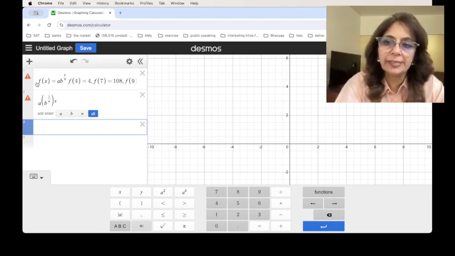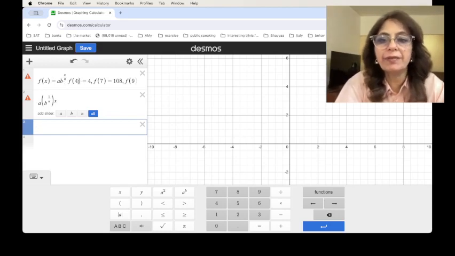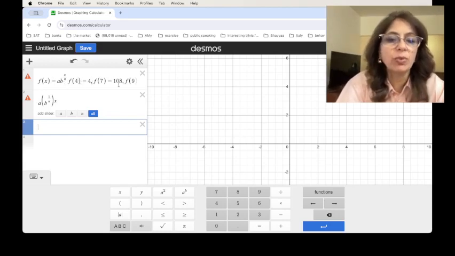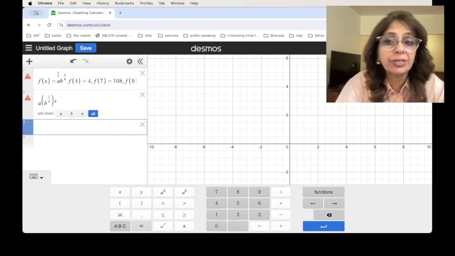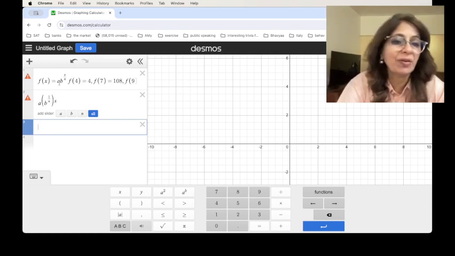Let's take a look at this expression. This is given. And we've got two pieces of information mentioning f(4) is equal to 4 and f(7) is equal to 108. Typically, with Desmos, we say the number of unknowns in the expression, to find them out, we need as many pieces of information.